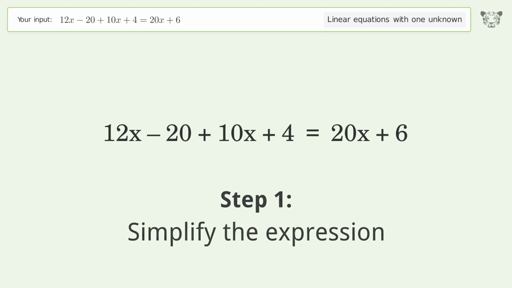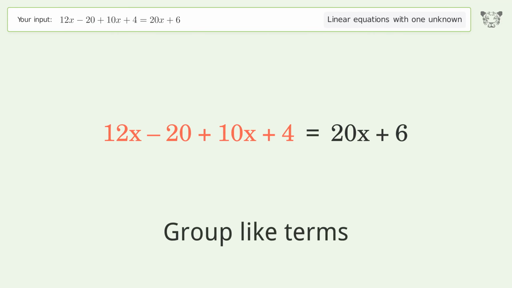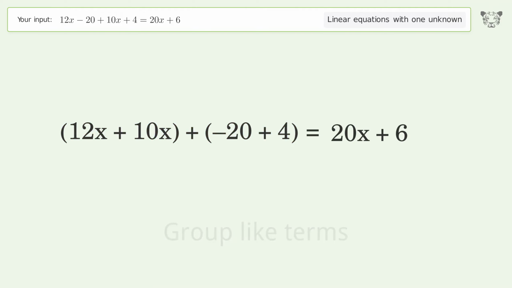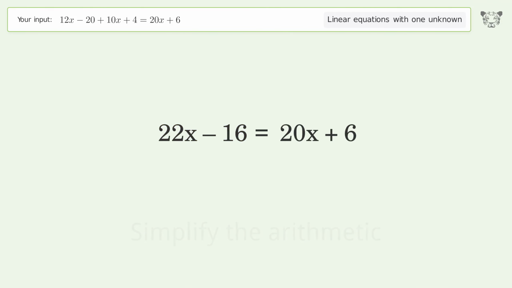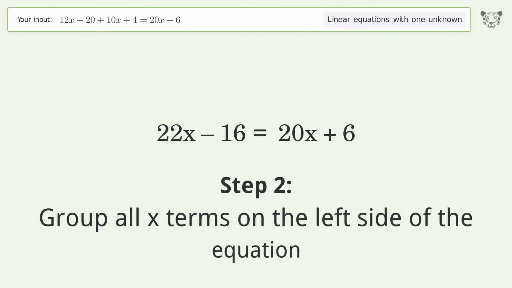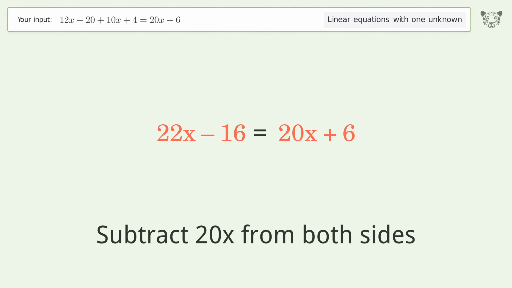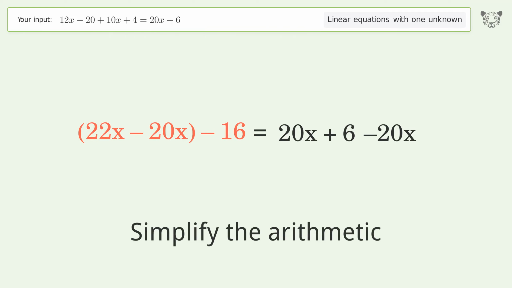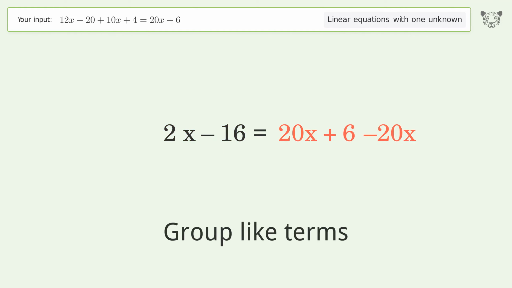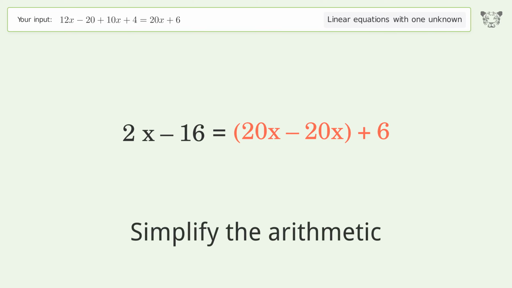Simplify the expression. Group like terms. Simplify the arithmetic. Group all x terms on the left side of the equation. Subtract 20x from both sides. Group like terms. Simplify the arithmetic. Group like terms. Simplify the arithmetic.